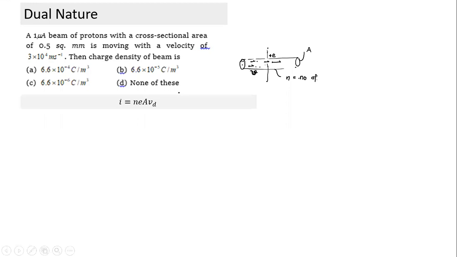NeAvd, sir. So current is equal to nAevd. And what is vd here? Drift velocity. So what are the things given? The velocity V is given, A is given. And what do the terms n and e mean? n is the number of charged particles per unit volume. If I multiply by charge, it becomes charge per unit volume. So n is the number density, and ne is the charge density. The rest of the terms are given, so we can easily find it. There will be some questions based on the charge density concept, and we should be able to apply it in different contexts.